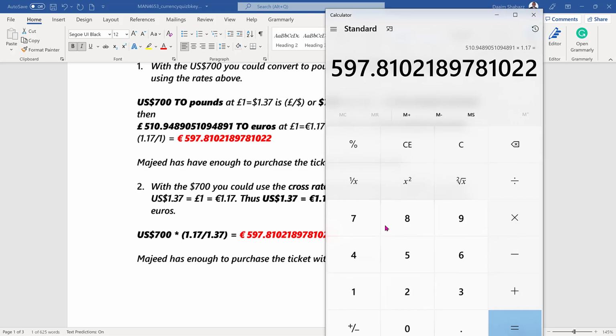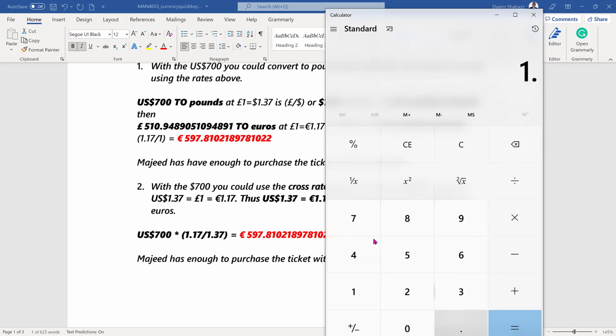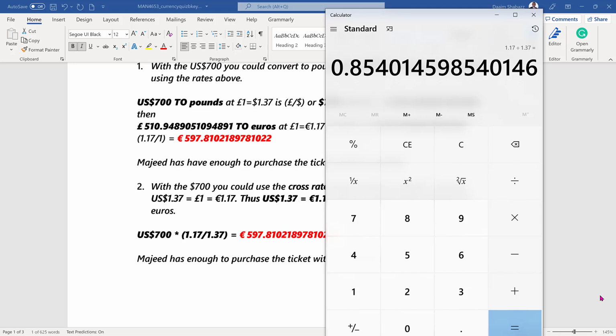So, looking at that, 1.17 divided by 1.37 is equal to 0.854014, etc. That tells you how much $1 is equal to in euros. If you know how much $1 is equal to, you know how much 700 are equal to. It's the same number. So you could have done it both ways and gotten the same result.